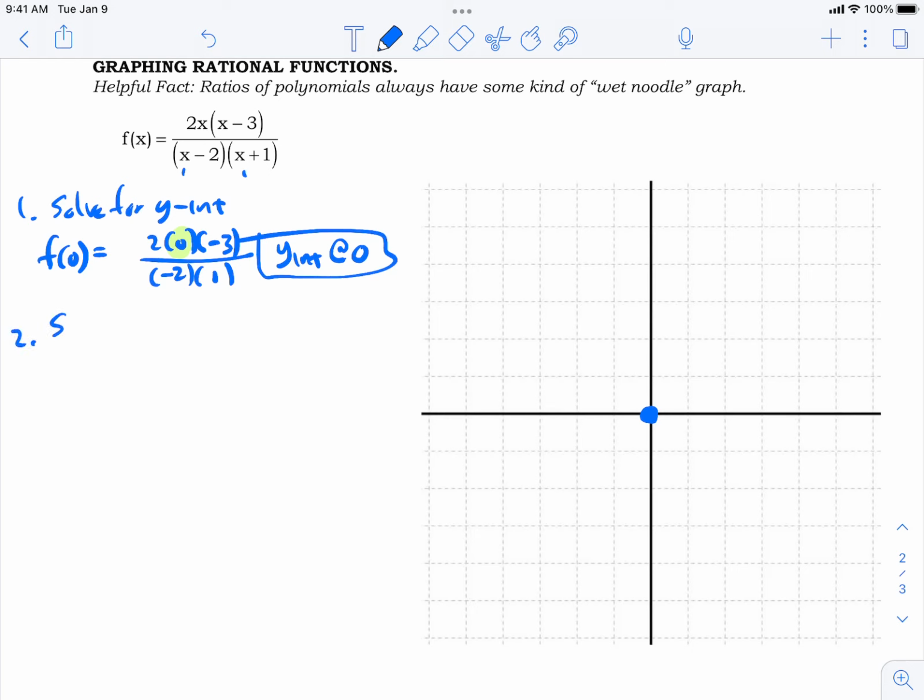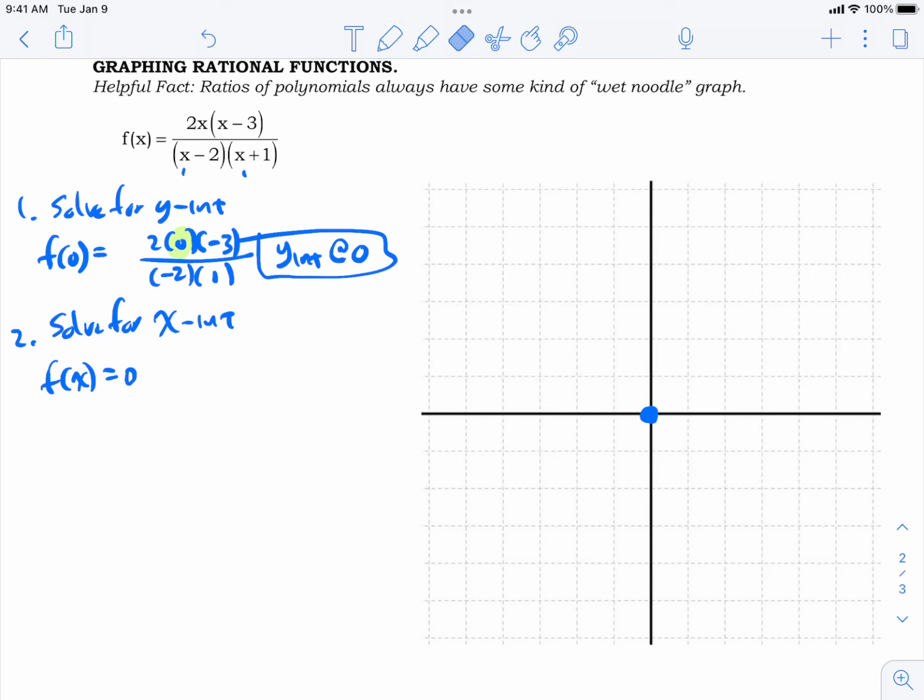Step 2, solve for any x-intercepts. I'm not guaranteeing that you have x-intercepts, but you can solve for them. How do you do that? You don't plug in 0. You set the function equal to 0. That's kind of like saying set y equal to 0 in a sense, right? Because an x-intercept is going to have a y-coordinate of 0. Set the function equal to 0.